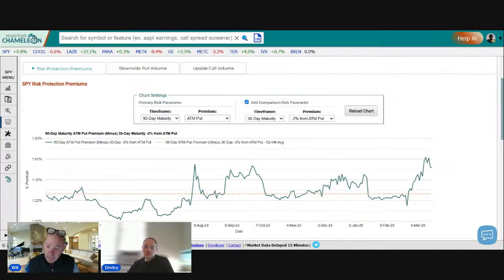So it doesn't necessarily mean directional. It is more of an elevated, you would say yes, elevated vega across the board. So it's costing you more in relative terms to insure a longer period of time.